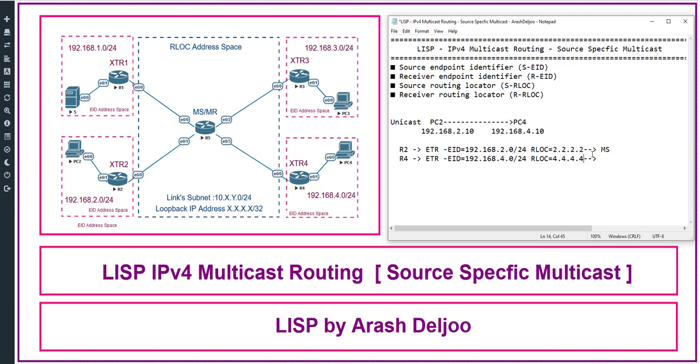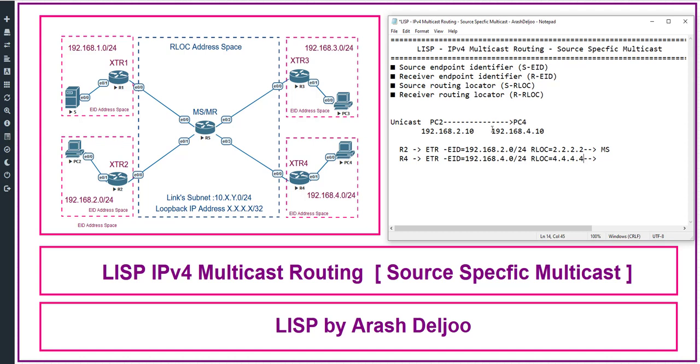And after that, we will have communication between PC2 and PC4. This means that in unicast forwarding, for unicast packets, we need the mapping of both source and destination addresses. But in multicast, we have different conditions.